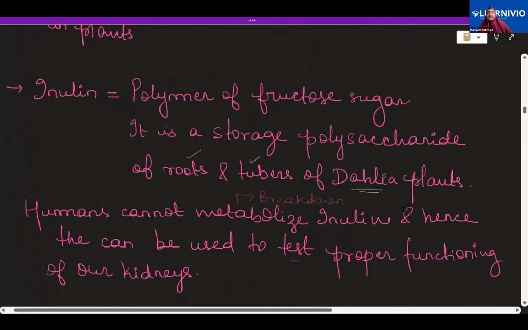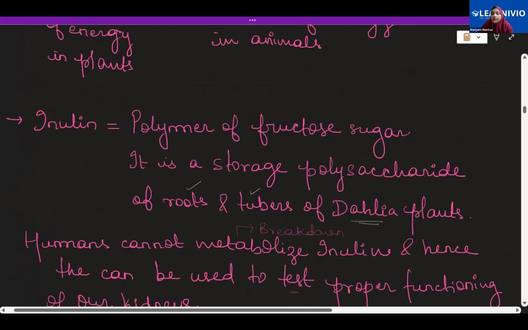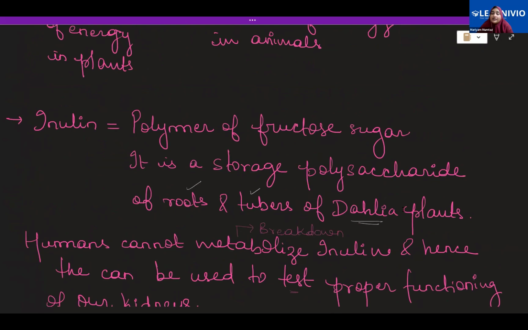Then talking about inulin. It is a polymer of fructose, and it is a storage polysaccharide. Where is it found? Mostly it is found in the roots and tubers of the dahlia plant. Now, this inulin is a plant product.